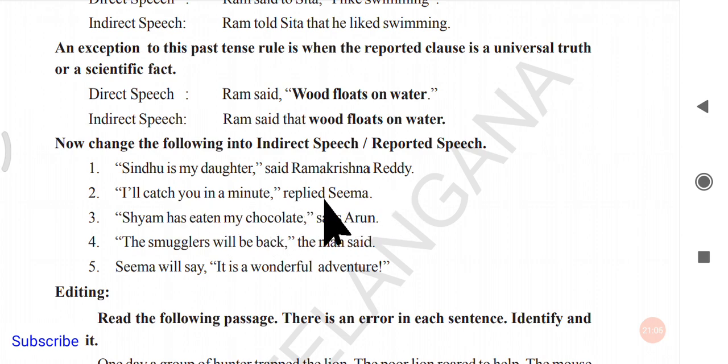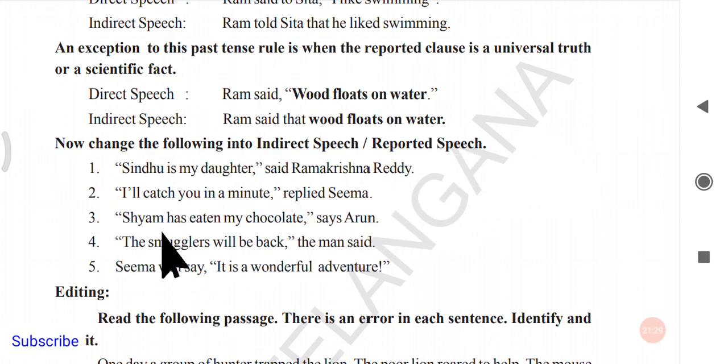So, the sentence is very good. We can simply change it into past tense. Okay. So, Seema replied that she would catch him. She would catch him. You in the sense the boy, right? Him. Okay. Seema replied that she would catch him in a minute.